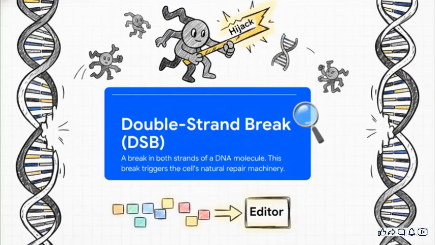So everything starts with that cut, that double-strand break, or DSB. When this happens, the cell basically panics. It sounds an alarm and kicks its natural DNA repair machinery into high gear. And it's by hijacking those natural repair processes that scientists can actually introduce new edits into the code.